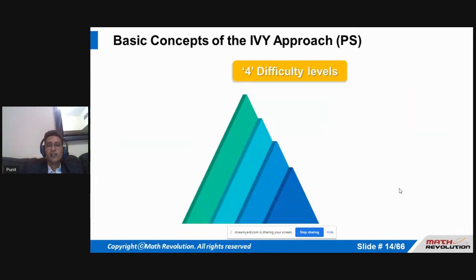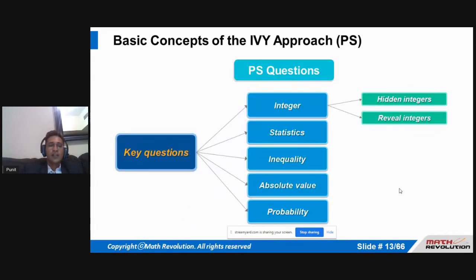Then we have statistics, then inequalities, then absolute values, and then probability. Probability is generally conditional probability and Bayes' theorem, so that is what is more worked upon.